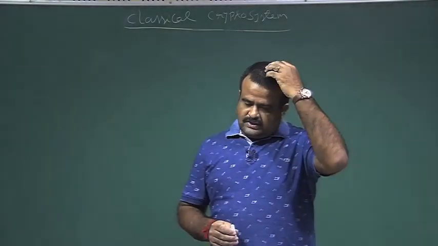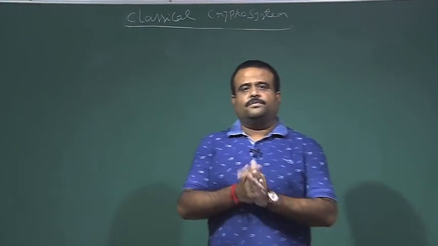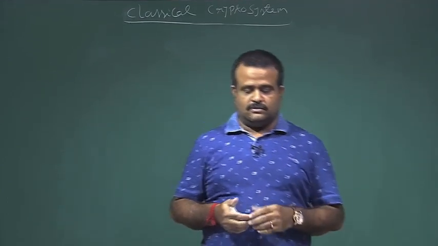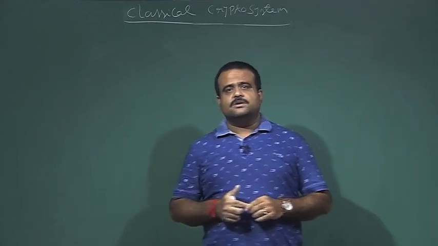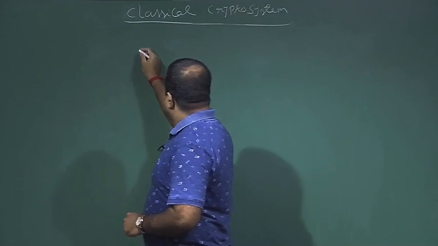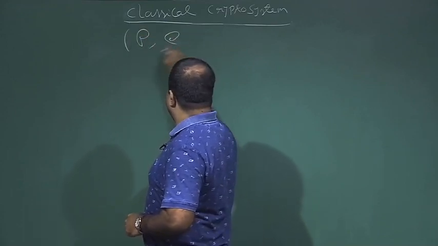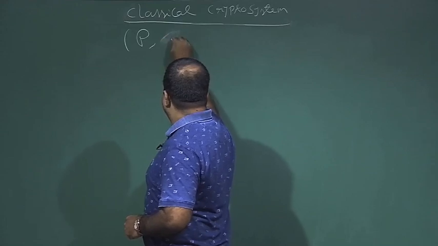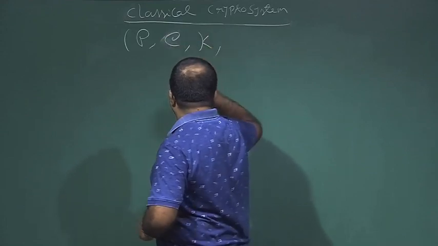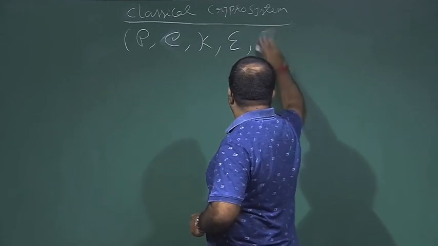Okay, so we will see some of the classical crypto systems, which are typically old crypto systems or conventional crypto systems. We start with the fact that a crypto system is a 5-tuple: P, C, K, E, D. That is the plaintext space, ciphertext space, key space, the set of encryption algorithms, and the set of decryption algorithms.